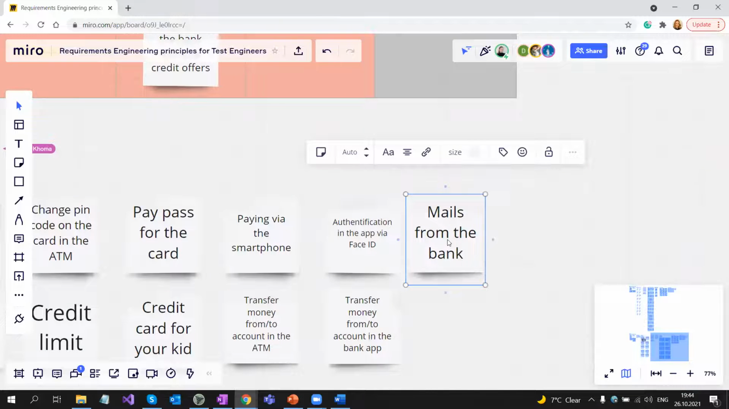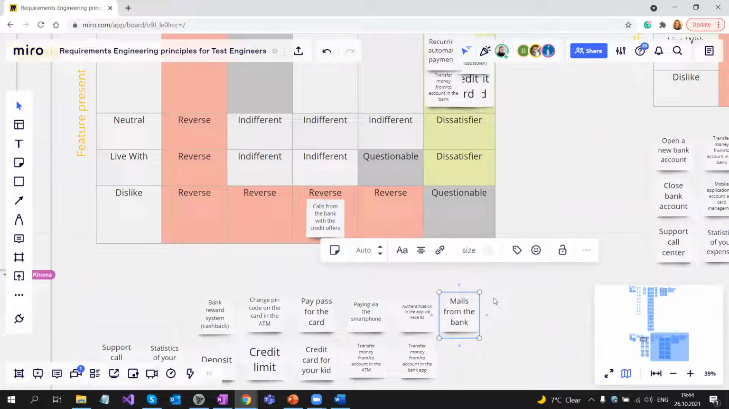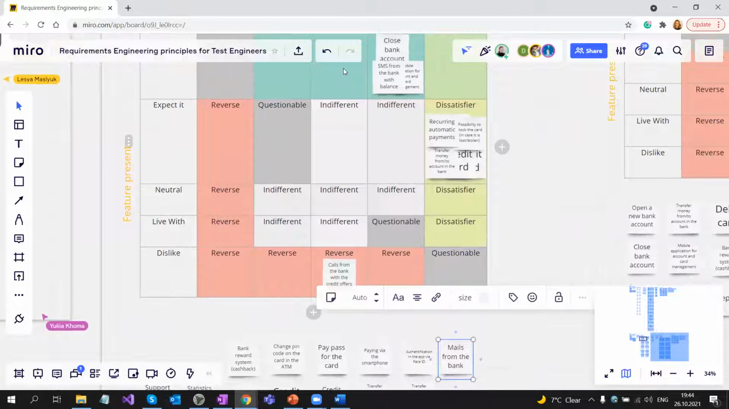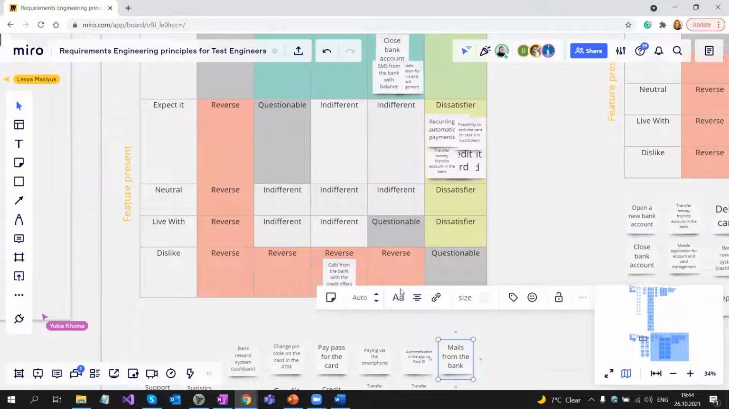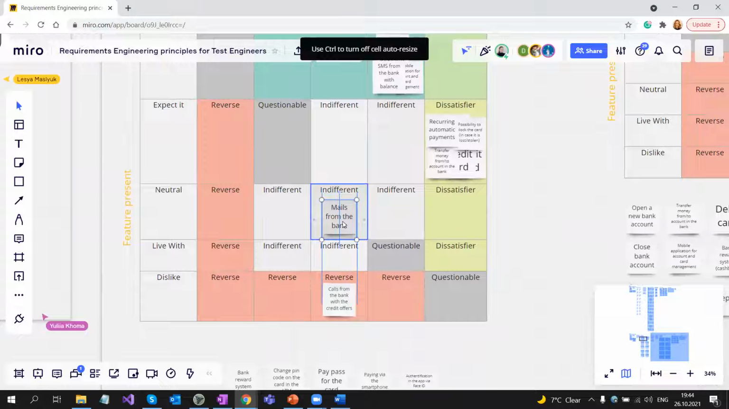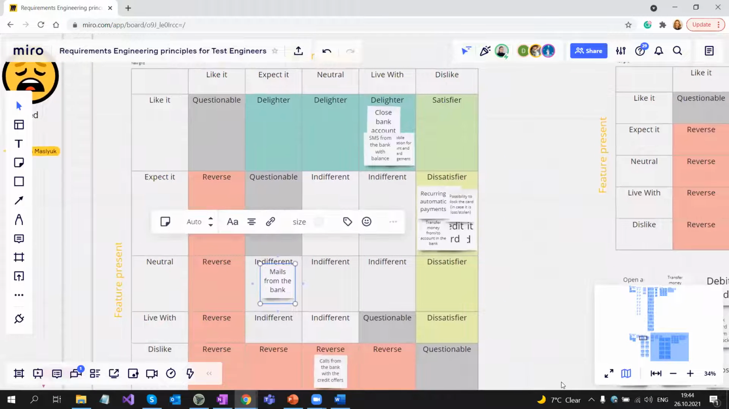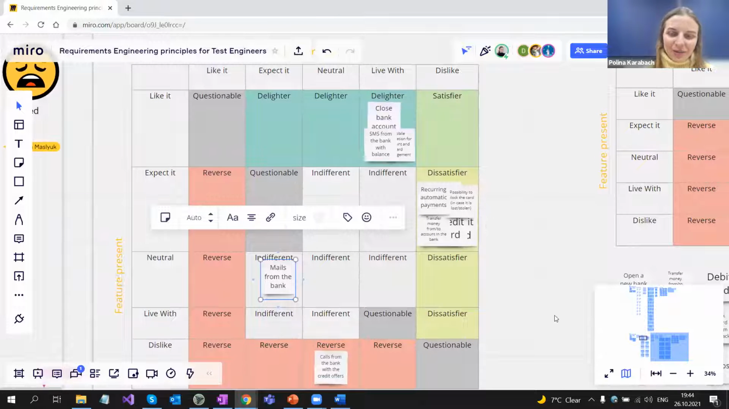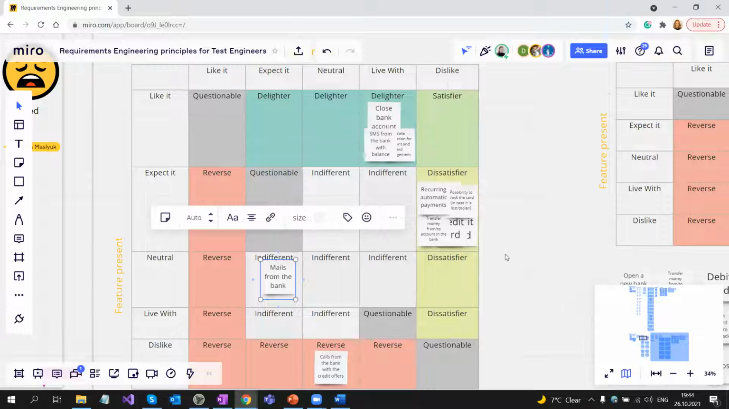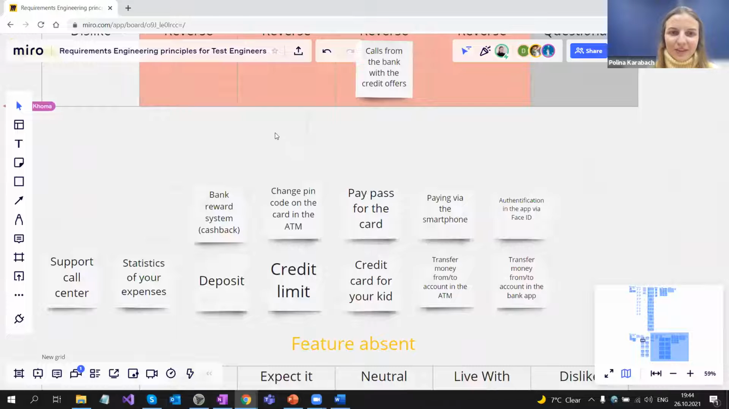Mails from the bank. I would be quite neutral if there would be some mails from the bank with different offers. But I also would be neutral if it would be absent, or rather closer to the next one for more satisfaction. Because I don't like different mails from the bank, because normally they want to sell something or offer some additional stuff for you, which you're normally not super interested in. So rather an indifference. So you're not strictly against it. Yeah, sometimes they do offer something interesting, but all right, let's move on.